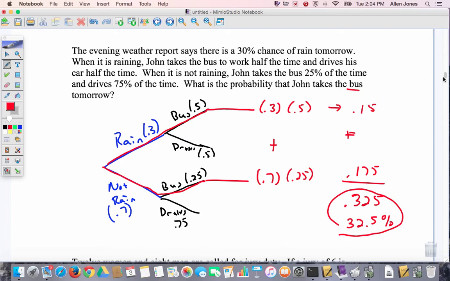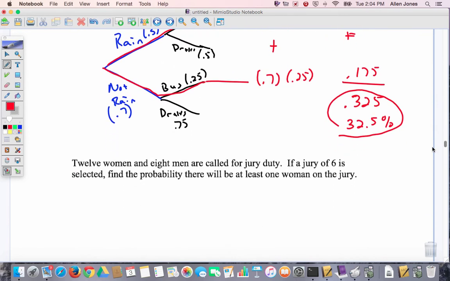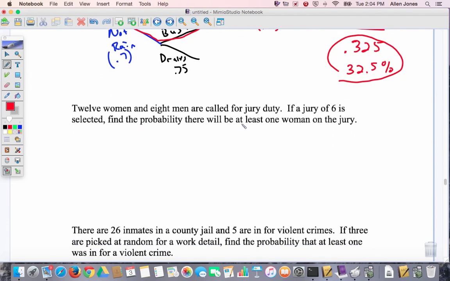Okay, so our tree diagram helps us sort those options out. Again, a sequential order. Rains, then he does this. Doesn't rain, then he does this, with each percentage listed there. Our last special situation is that "at least one" idea we mentioned earlier.